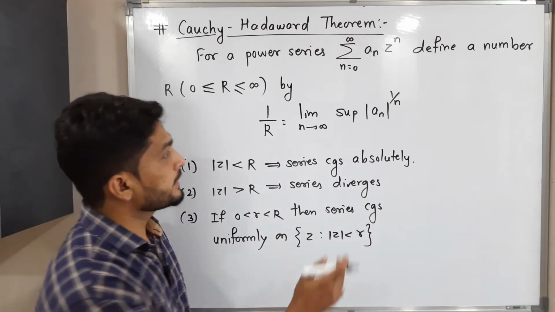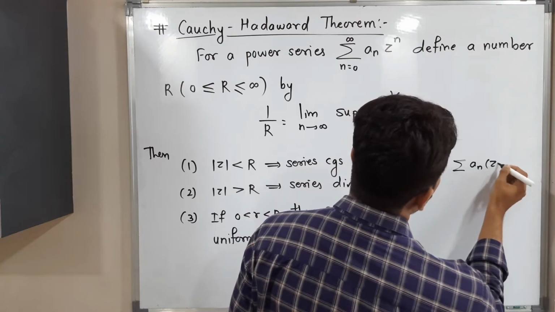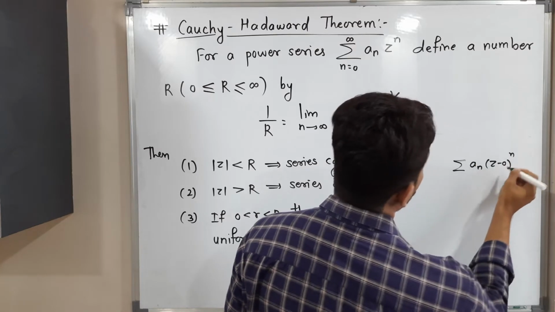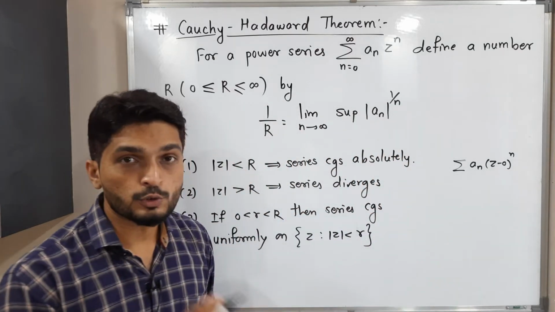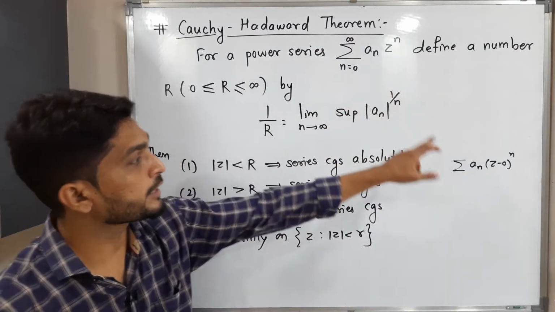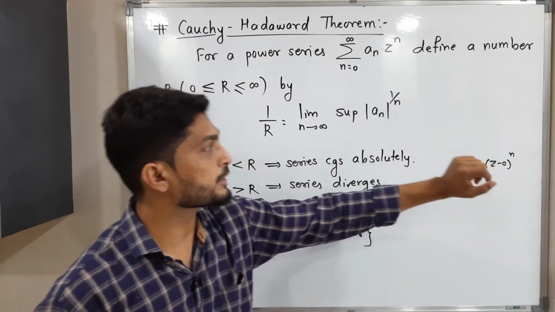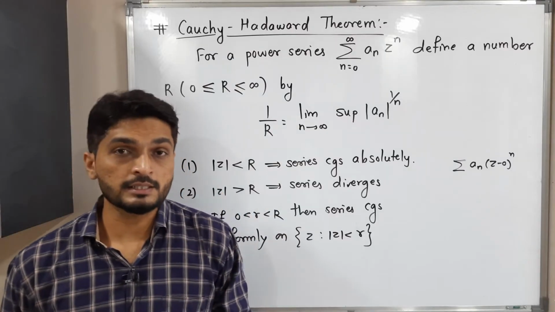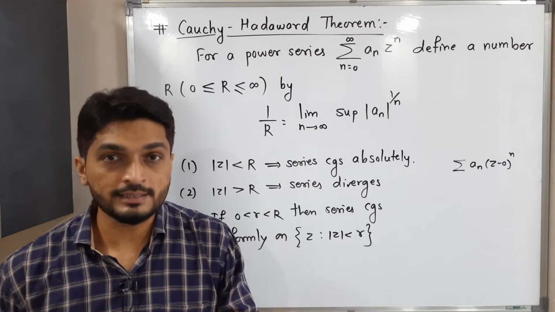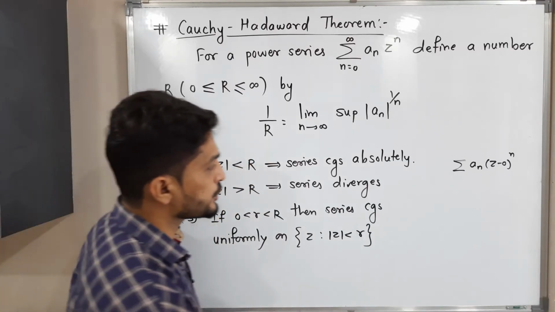All of you are familiar with the standard form of power series. In the previous video we have already seen summation a_n (z − a)^n, but here a is not there, so I simply wrote 0: summation a_n (z − 0)^n, that means summation a_n z^n. So the given power series is a power series about 0. So R is defined in this way.